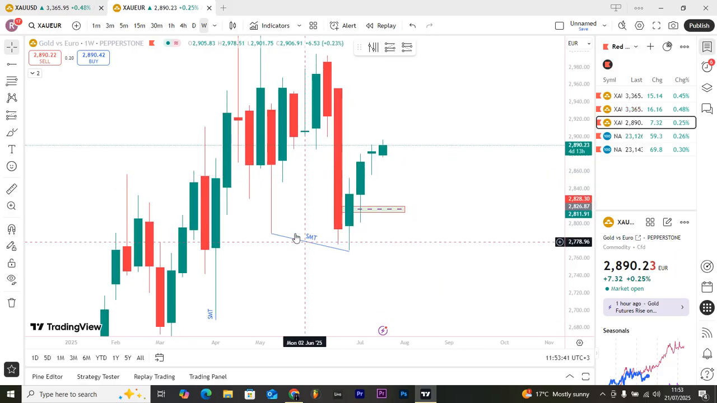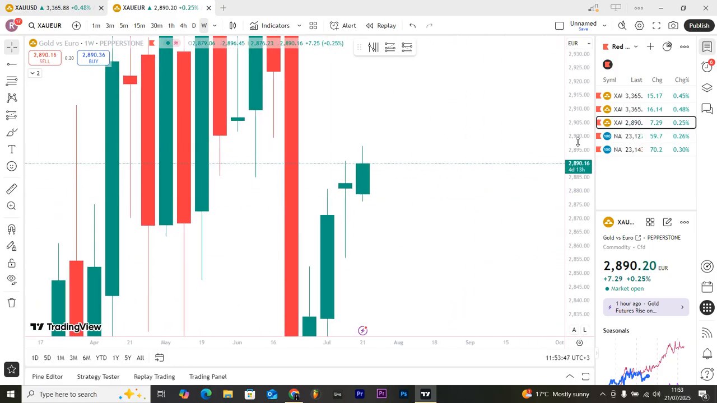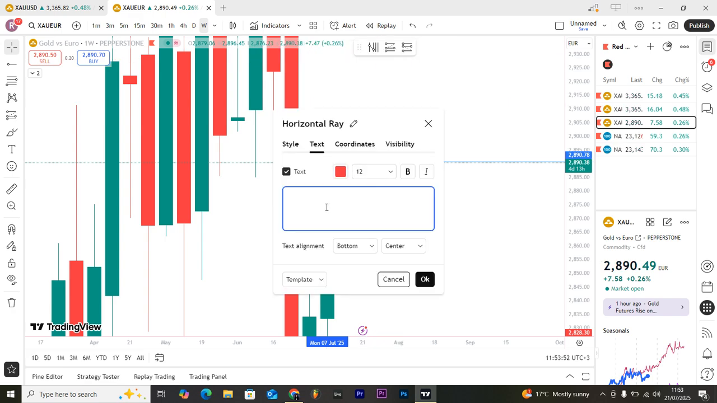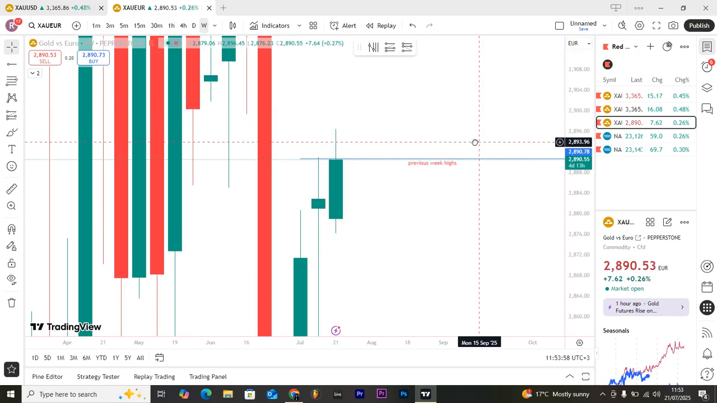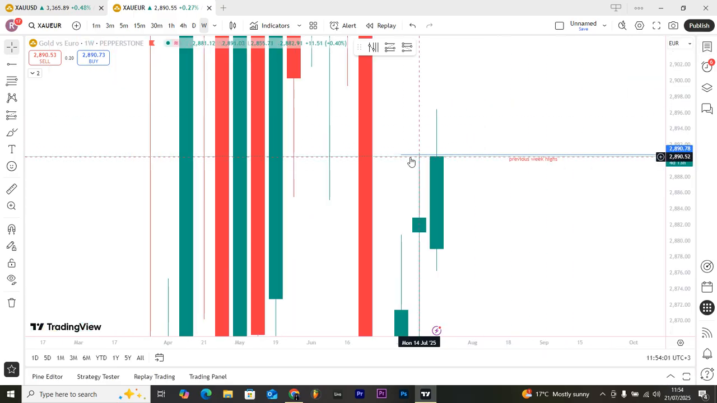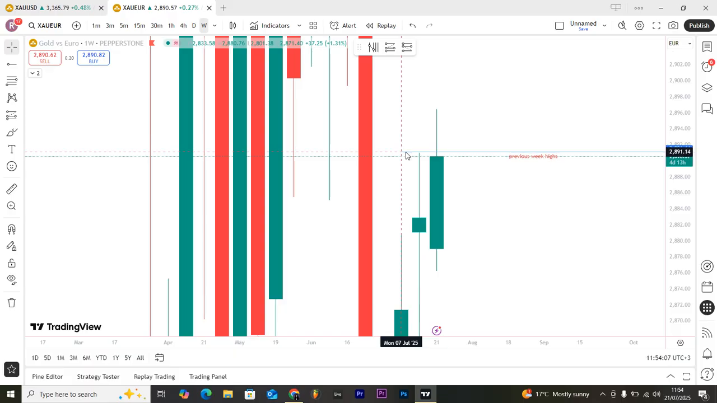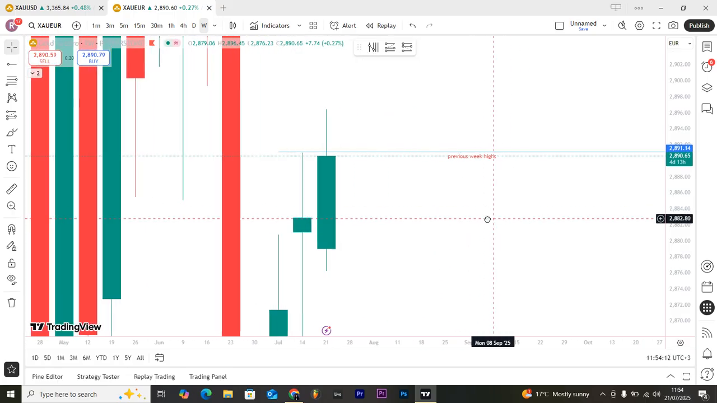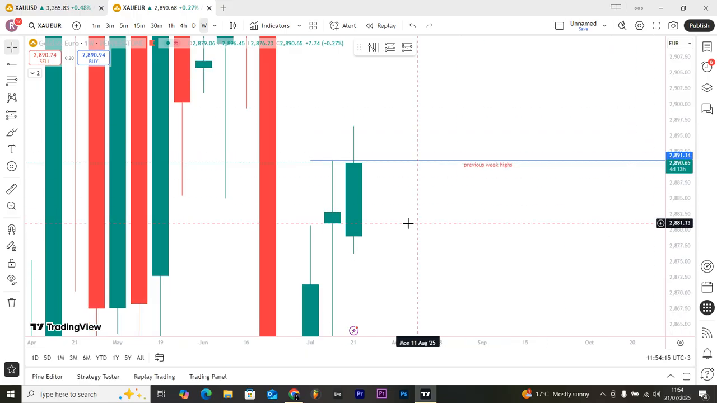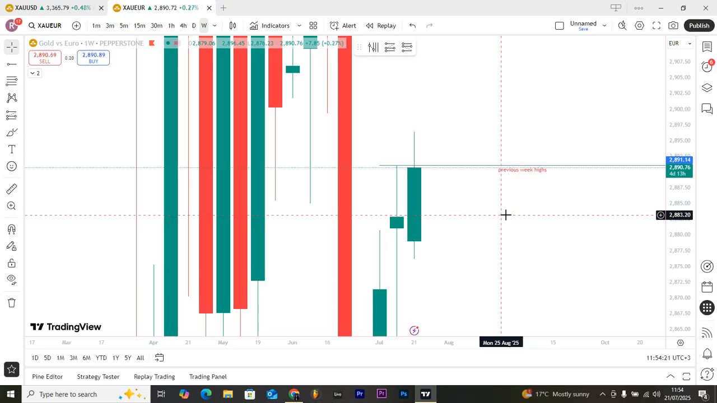So I want us to take a look here. Remember, here I had already spotted some SMT, and we leave that behind. Let's talk about this one. The previous week high, again, guys, just the way GBPUSD and EURUSD are supposed to be moving together, in the exact same way XAUUSD and XAUEUR are supposed to be moving together. If they're not in correlation, it means that SMT, smart money technique or divergence, is taking place.